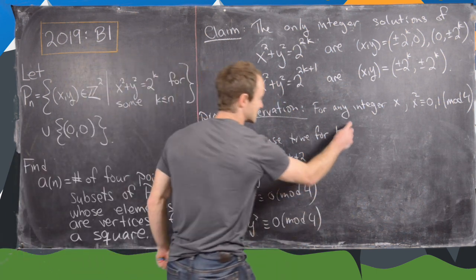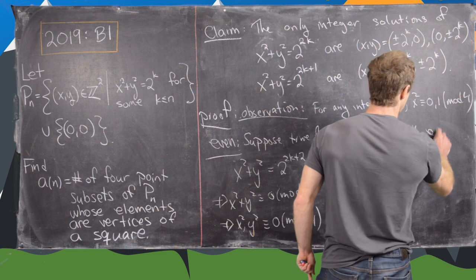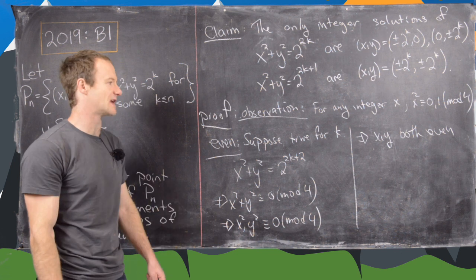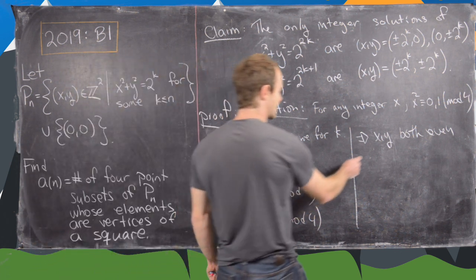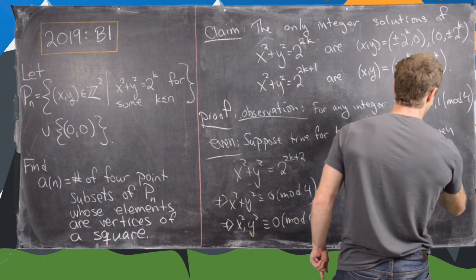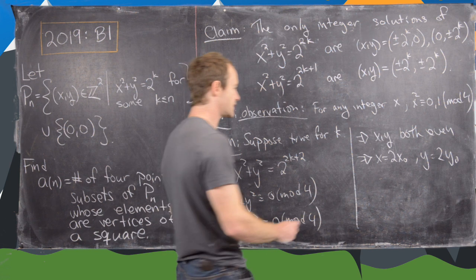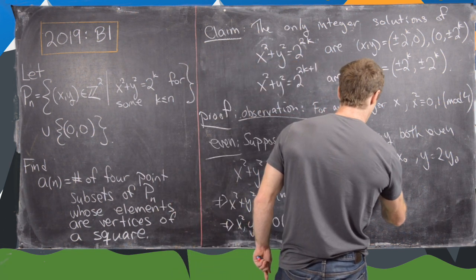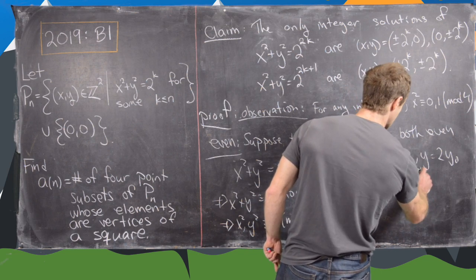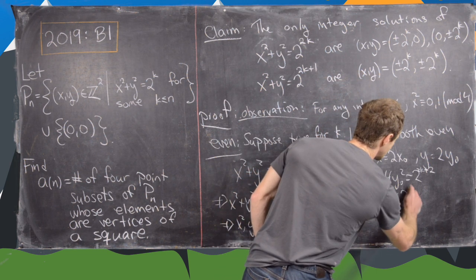Good. But what that tells us is that x and y are both even. If x squared and y squared are both multiples of 4, that means that they are both even. So we can write x equals 2x naught and y equals 2y naught. Now plug that back into this equation. That gives us 4x naught squared plus 4y naught squared equals 2 to the 2k plus 2, which tells us that x naught squared plus y naught squared equals 2 to the 2k.